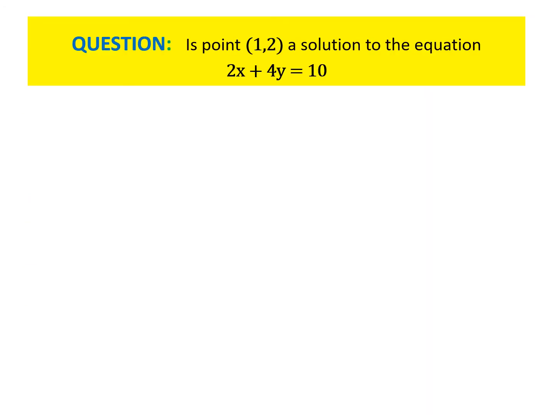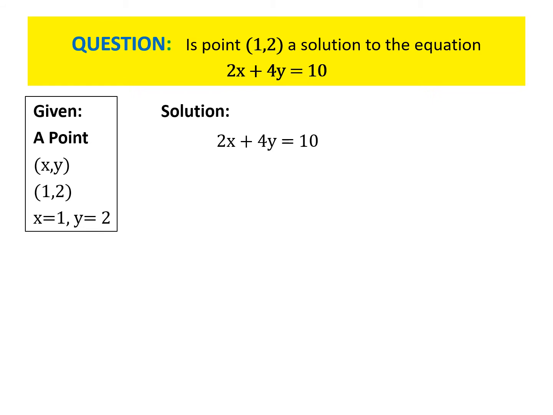One of the questions you're going to be given is: is point (1, 2) a solution to the equation 2x + 4y = 10? Let's write down what's given. You're given a point. The point is (1, 2). So 1 is the value of x and 2 is the value of y. Now, in order to be a solution to the equation, if we substitute in the 1 for the x and the 2 for the y in the equation, we should come out with a true statement.